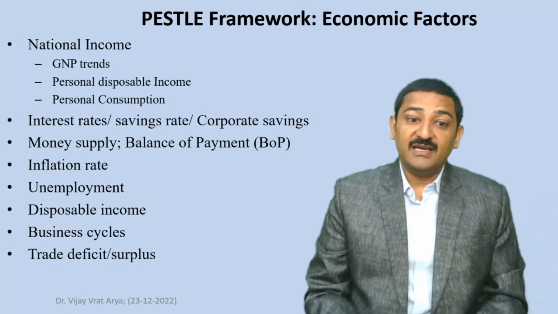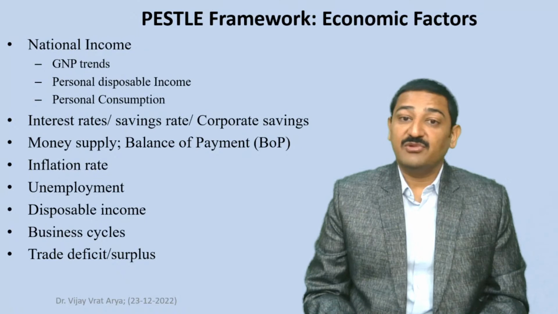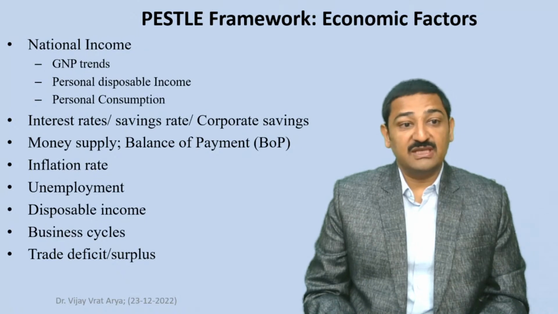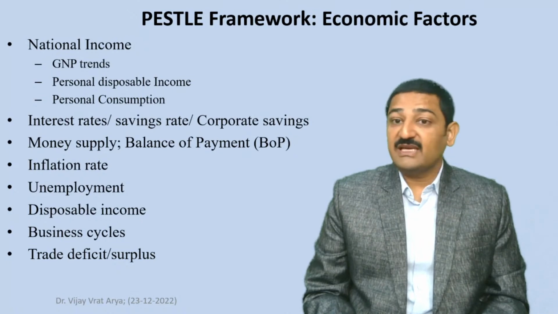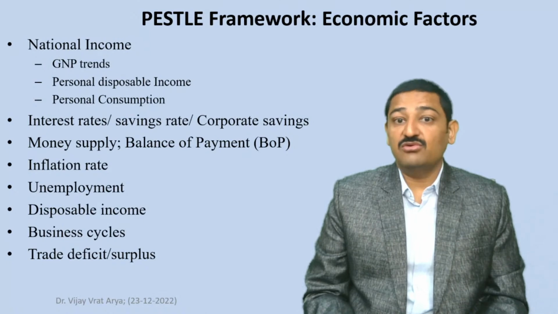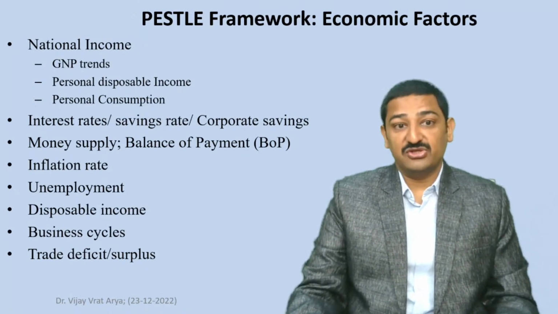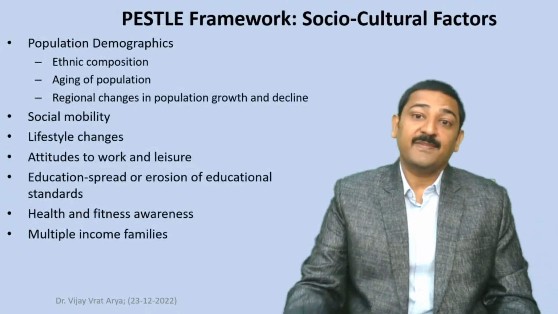Then the money supply, balance of payment, inflation rate, unemployment position, disposable income. We have already referred to the personal, the business cycle, and trade deficit or its counterpart, that is trade surplus position, which can be referred to under this economic factors head.